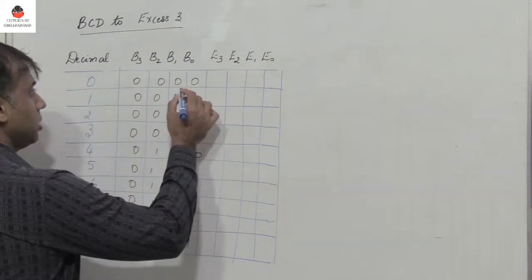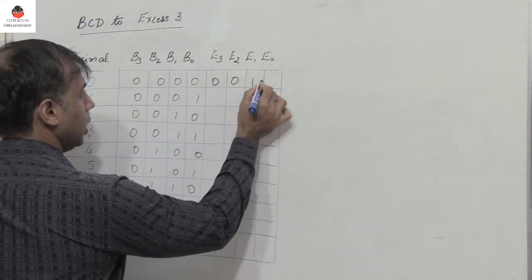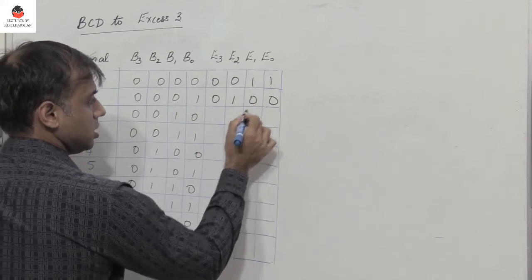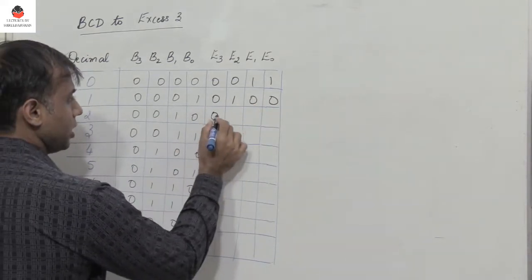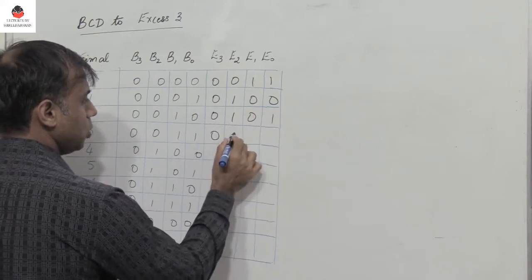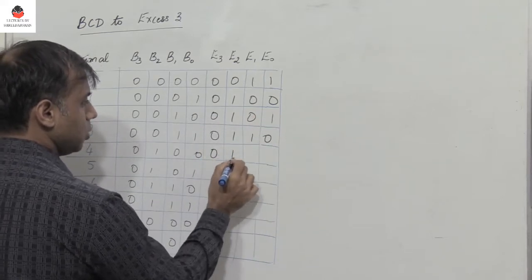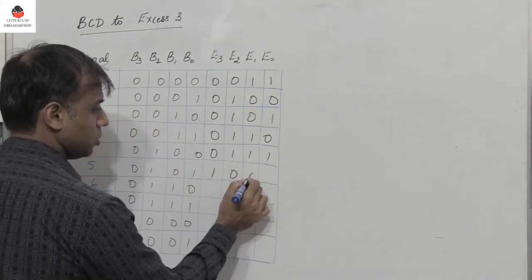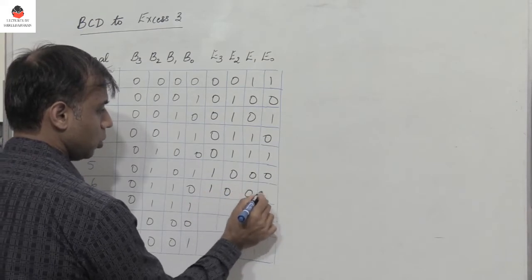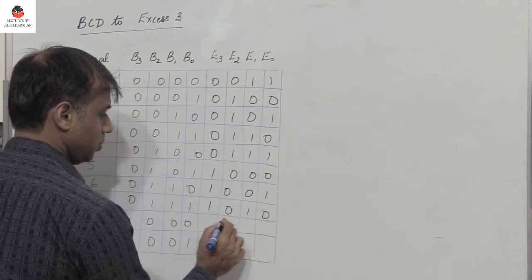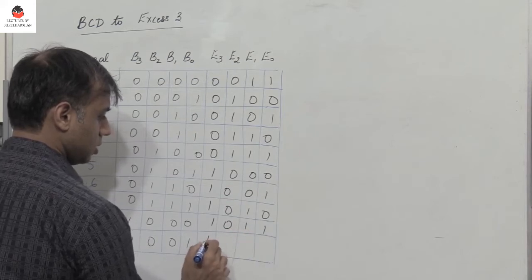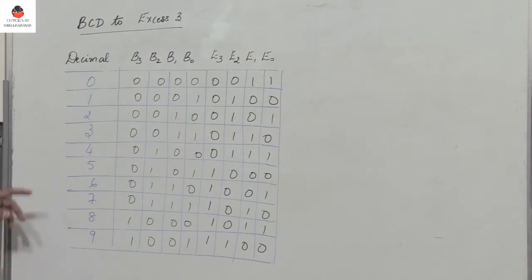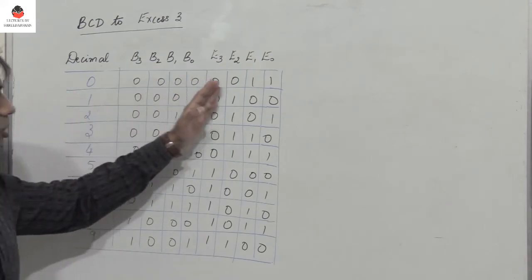So therefore we would get 0 plus 3 is 0011, and then you have 1 plus 3 is 0100, and so on. So I get 0101, 0110, 0111, and then this is 5 plus 3 is 8, which is 1000, 1001, 1010, 1011, 1100. So we have written the truth table of BCD to XS3.